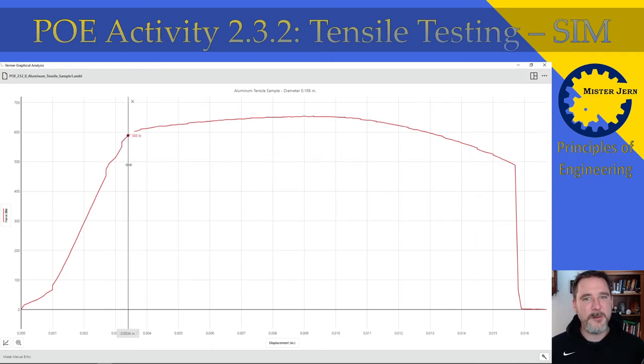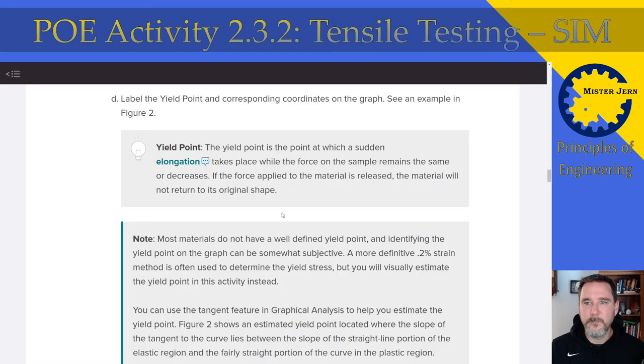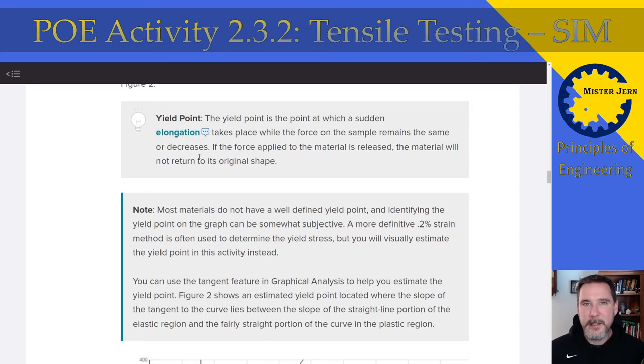You're going to have to make a judgment call on that one. Okay, maybe it's here, maybe it's down there. You make the judgment call on that one. Just look at the diagram at the top and see if you can find the yield point. So find the yield point.